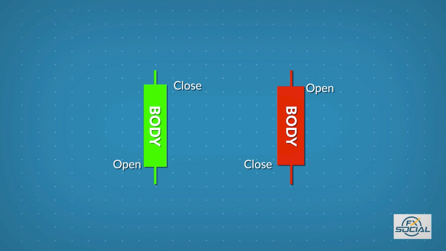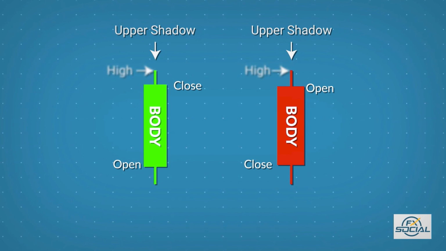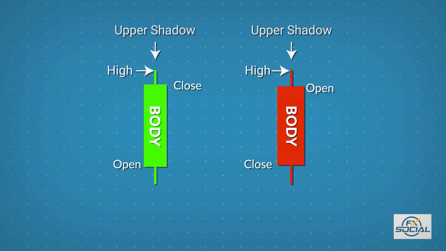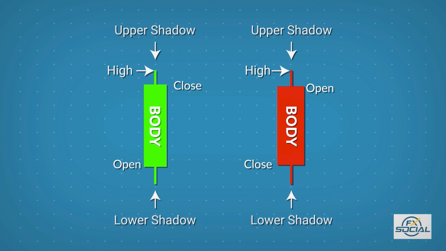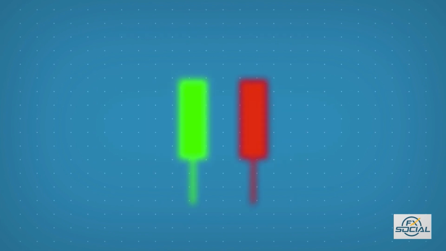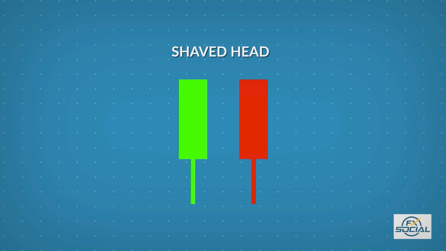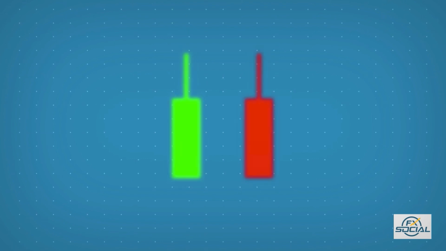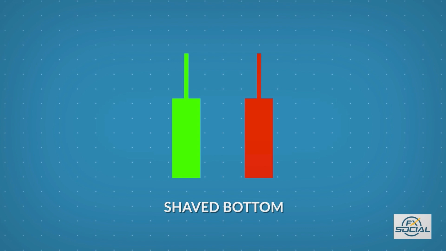The shadow above the real body is called the upper shadow. The peak of the upper shadow is the highest level the price had reached during that session. The shadow under the real body is known as the lower shadow. The bottom of the lower shadow is the lowest price of the session. If the candlestick has no upper shadow, it's said to have a shaved head. A missing lower shadow, on the other hand, is called a shaved bottom.